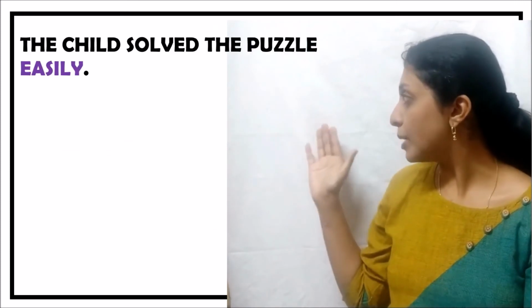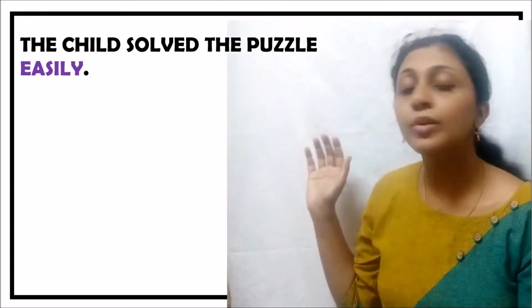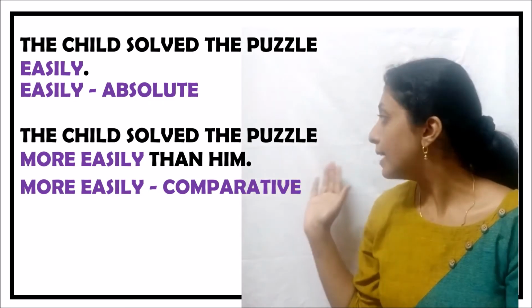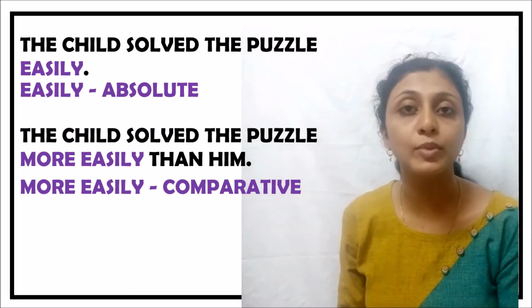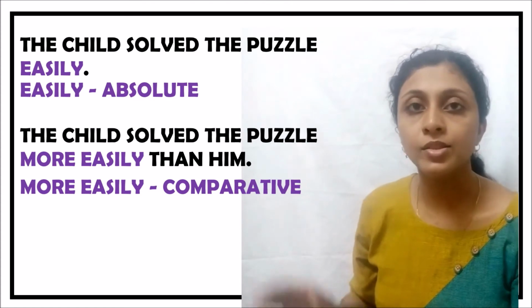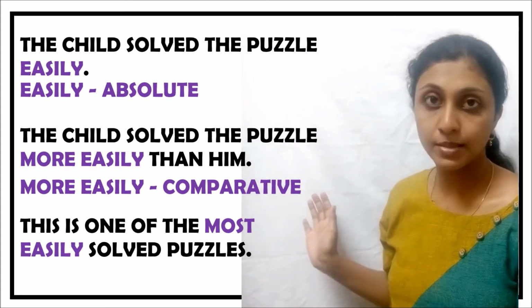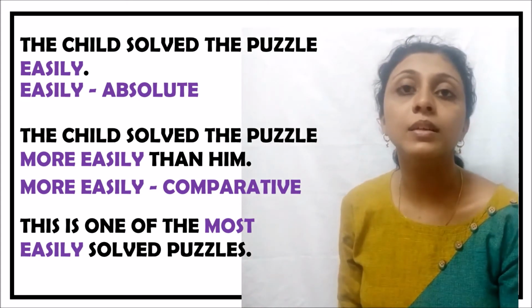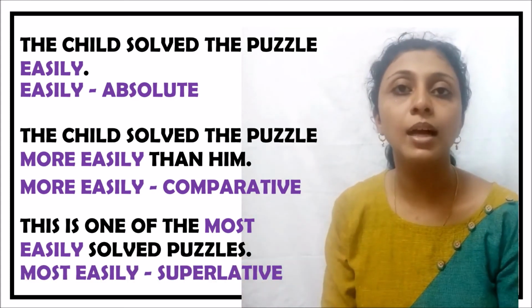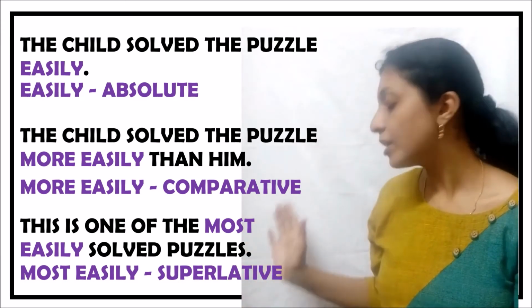The child solved the puzzle easily. So here there is no comparison happening, therefore easily is going to be the adverb in the absolute form. The child solved the puzzle more easily than him. So now we have got a comparison happening between two cases. Therefore, we use more easily. And in the last example, this is one of the most easily solved puzzles. So here we are comparing one puzzle with all the other puzzles. Therefore, it is a comparison happening between one case and many other cases. And therefore, we say most easily.